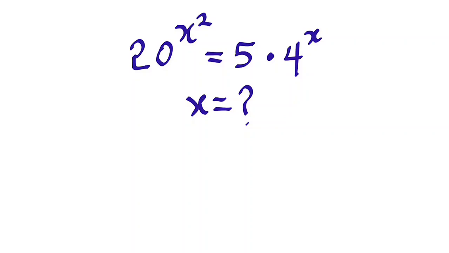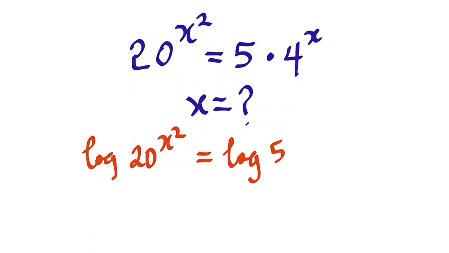20 to the power of x squared equals 5.4 to the power of x. So if you want to do this, you're going to introduce logarithm to both sides of the equation. We're going to have log of what? Log of 20 to the power of x squared equals log of 5, multiplied by 4 to the power of x.